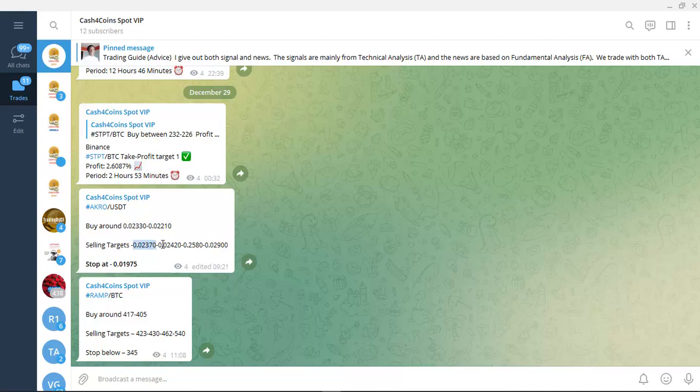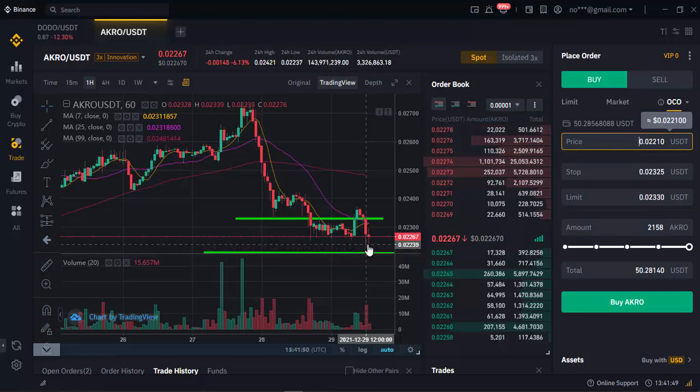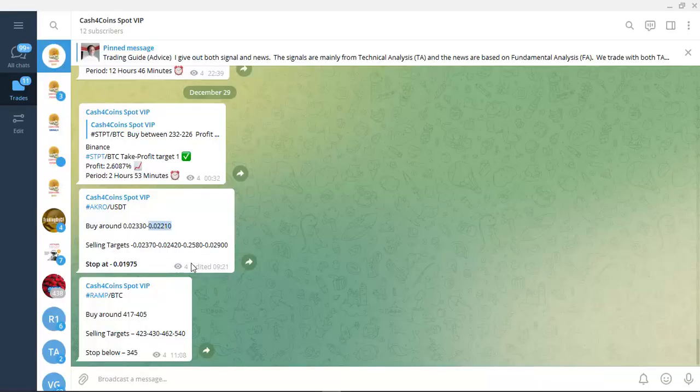I don't know if you got it right. Try to understand this. We said if you are using limit order and you target the smallest price, there's chances that the price won't fall below this. Let me show you on the chart. This is it. As you can see, the lowest price it has fallen to is this side, which is almost 0.02239. It hasn't gotten to the lowest price, which is this particular one, right?